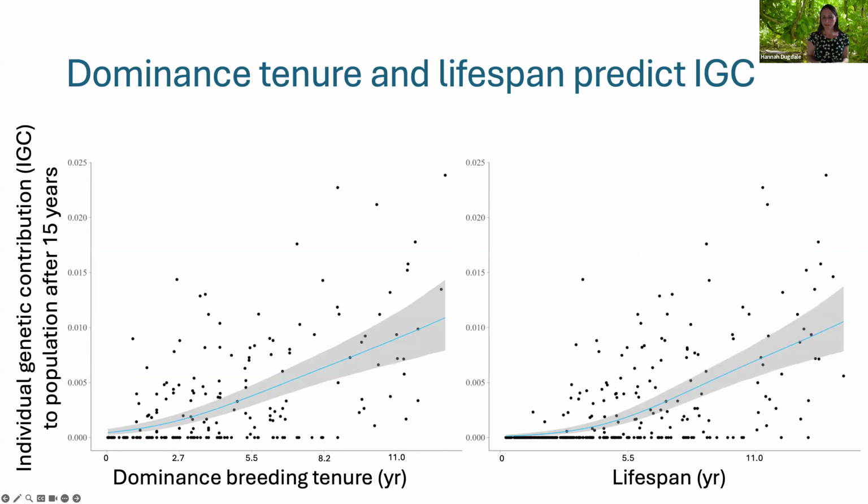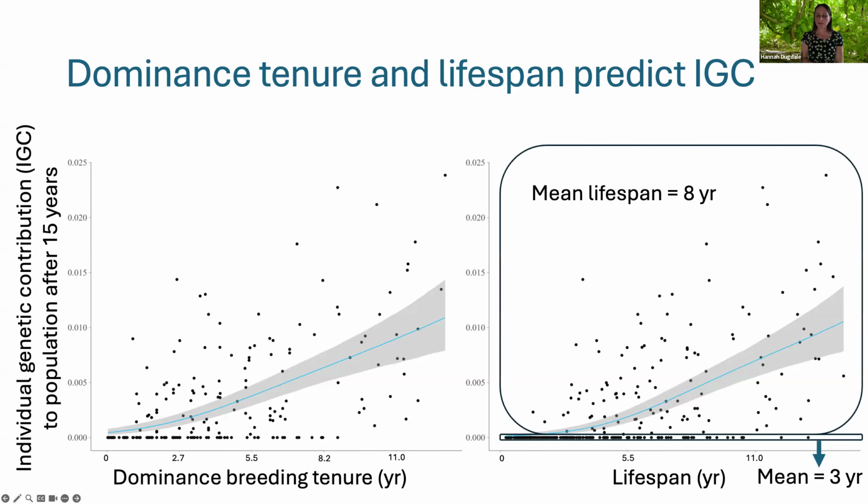We find a similar relationship with lifespan. So there's a positive relationship, and again, it predicts lineage extinction. So those individuals whose lineages go extinct had a mean lifespan of 3 years versus 8 years for those whose lineages did not go extinct.